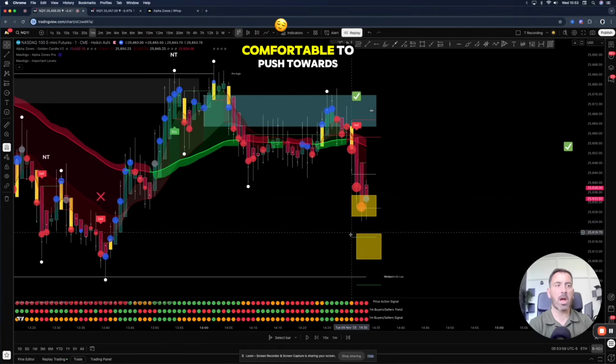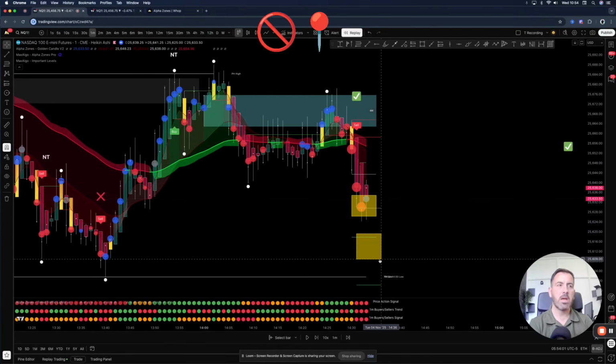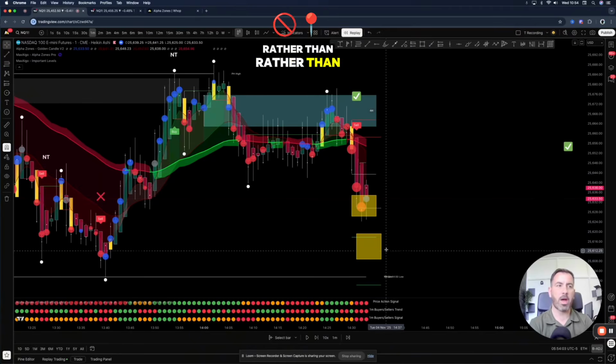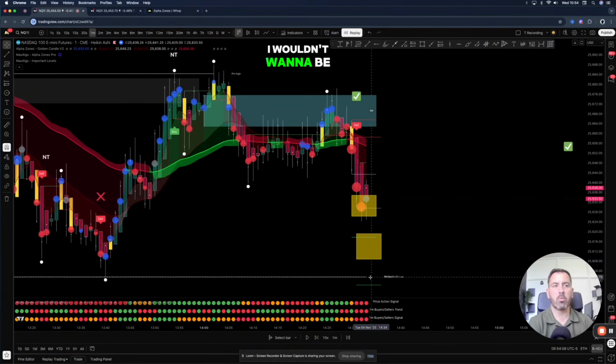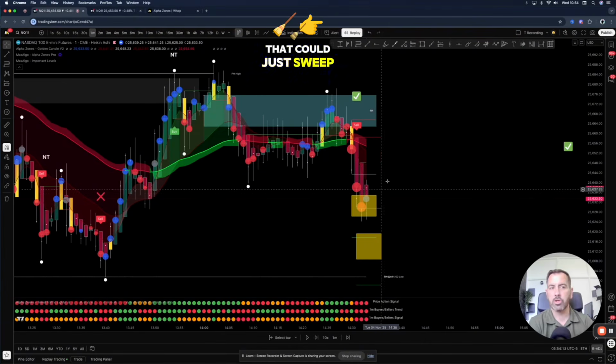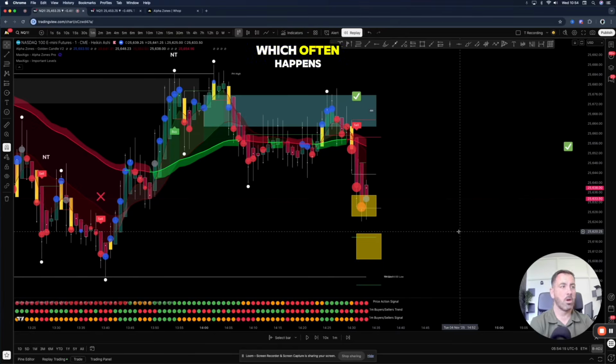But would I be comfortable to push towards TP2 rather than just on a TP1 here? That's exactly what I'd be looking for, because I wouldn't want to be going for TP3 when I've got such an important level that could just sweep here and then go in the other direction, which often happens.